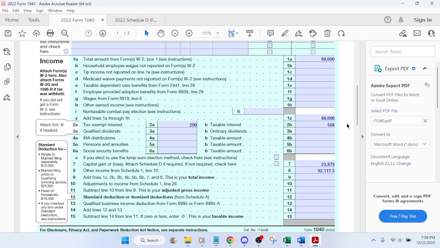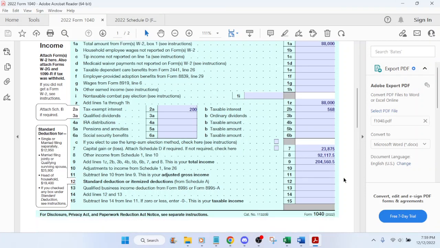But let's just see what my number is now. 88,000 plus 568 plus 23,875 plus 92,117.5. Now my number is going to be 204,560, but then we have to subtract something. But we're not going to be even close to the right number. So 204,560.5. It's funny, now I've way overshot the number instead of undershot it.